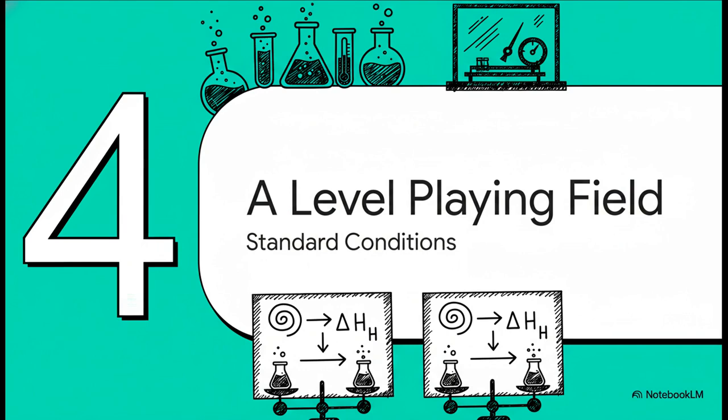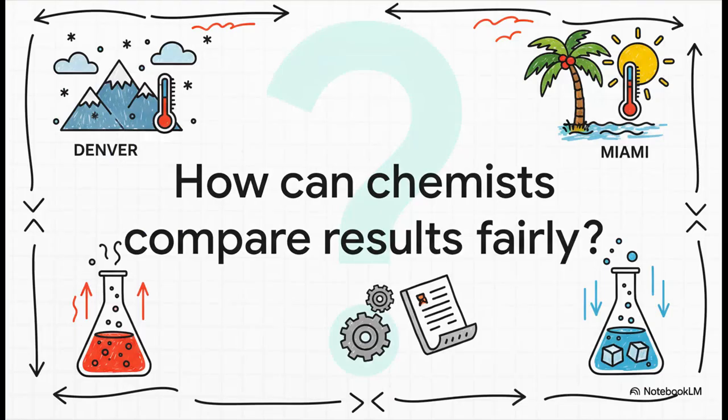But how do scientists measure it so that everyone's results are comparable? Well, they had to create a level playing field. And this is a really important question. The amount of energy a reaction releases can actually change depending on, say, the temperature in the lab or even the air pressure. So if a scientist in high-altitude Denver gets one result and another in sea-level Miami gets a different one, how do they know if the chemistry is different or if it was just the environment?